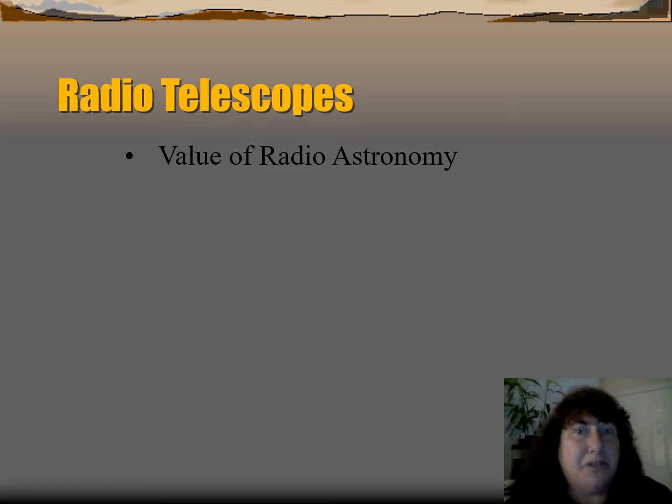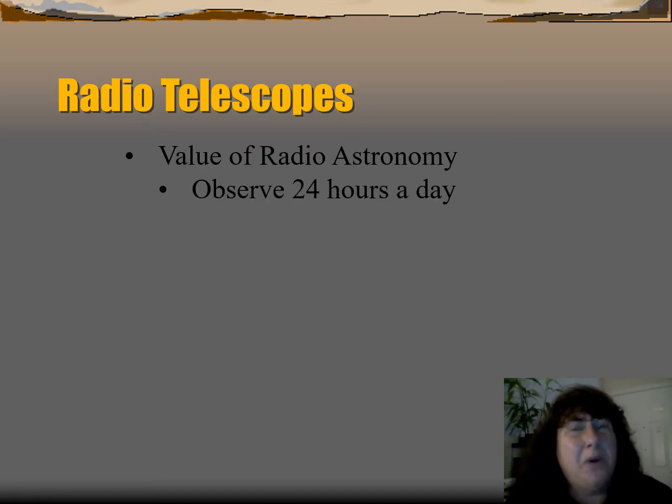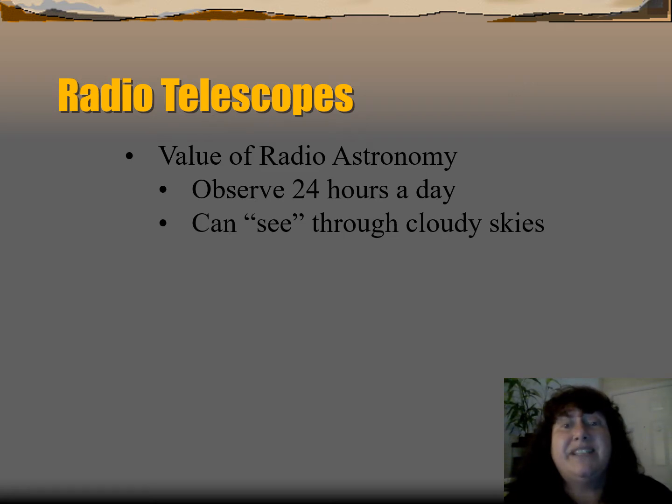Radio telescopes, though, do not have those same problems. So, one, you can use a radio telescope 24 hours a day. I've even had students that have made their own. You take an umbrella and you cover the inside of it with aluminum foil, and they've been able to pick up radio waves with that. You can see through clouds. So if it's a cloudy day, guess what? You're still observing. You don't need to worry about packing it up.